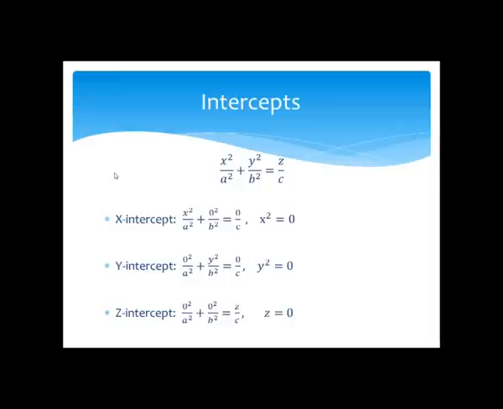To find the intercepts of the elliptical paraboloid, we simply equate the other two variables to 0. So for the x-intercept, we equate the y variable and the z variable to 0. For the y-intercept, we equate the x variable and the z variable to 0. For the z-intercept, we equate the x variable and the y variable to 0. What we find is that x equal to 0, y equals to 0, and z equal to 0.